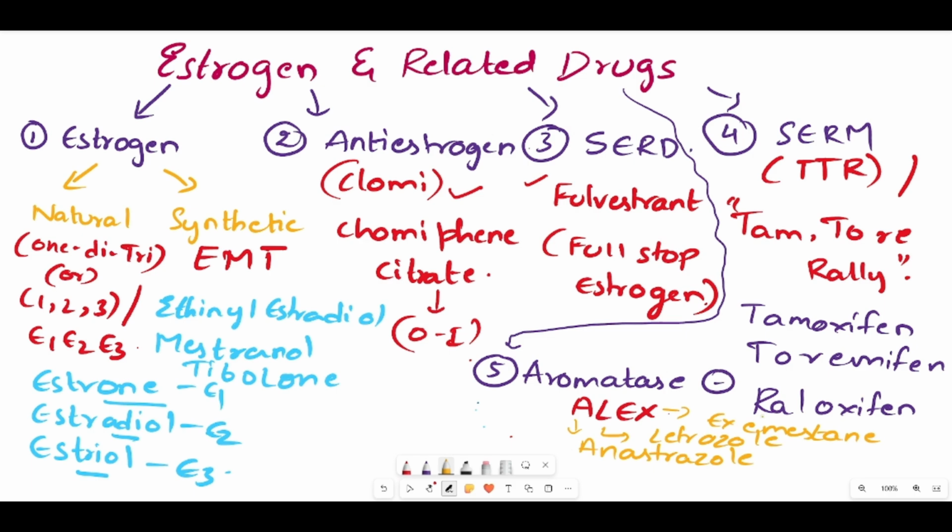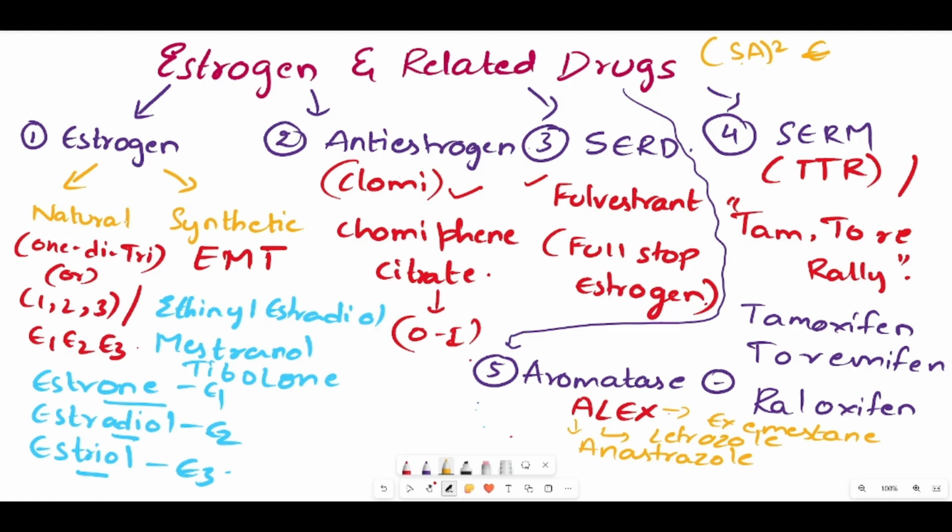So let me just repeat the entire classification once. So, estrogens and related drugs are first divided into 5 different classes. And to remember the 5 different classes, remember SA whole square E, where S means it is SERDs, SERM, A means it is anti-estrogen, aromatase inhibitors, and E means it is estrogen. Now, coming to the first class, it is called as estrogen. In the estrogen, it is further divided into 2 classes. So, one is natural and the other one is synthetic.